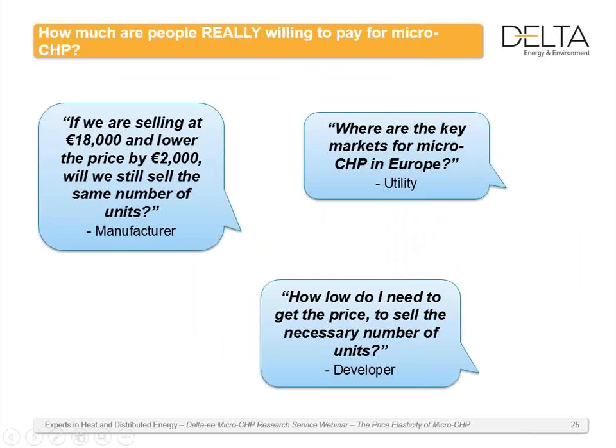Okay, thank you, Kate. Okay, and these are the questions that we posed at the beginning of the webinar. So Kate, Stephen, perhaps if I ask you the summary view, yes, no. If we're selling at 18,000 euros and cut the price by 2,000 euros, will I still sell the same number of units? In a word, no. No? Not at a 2,000 euro reduction, that won't be very significant from 18,000.